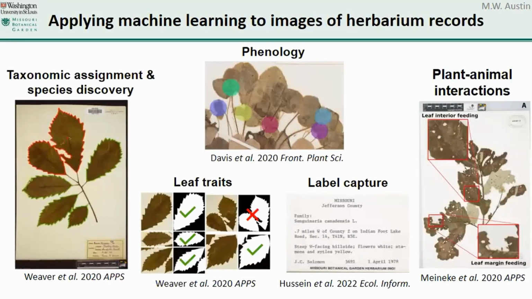Machine learning is an ideal complement to digitization efforts of herbaria. And in recent years, machine learning has been applied to herbarium data in a number of ways. These range from using machine learning algorithms to aid with taxonomic assignment and species discovery, to counting reproductive structures on herbarium images, and the quantification of leaf traits, such as leaf perimeter and leaf area. Machine learning has even been applied to quantifying estimates of plant-animal interactions via herbivory marks, and can assist with label capture through pairing machine learning with optical character recognition.